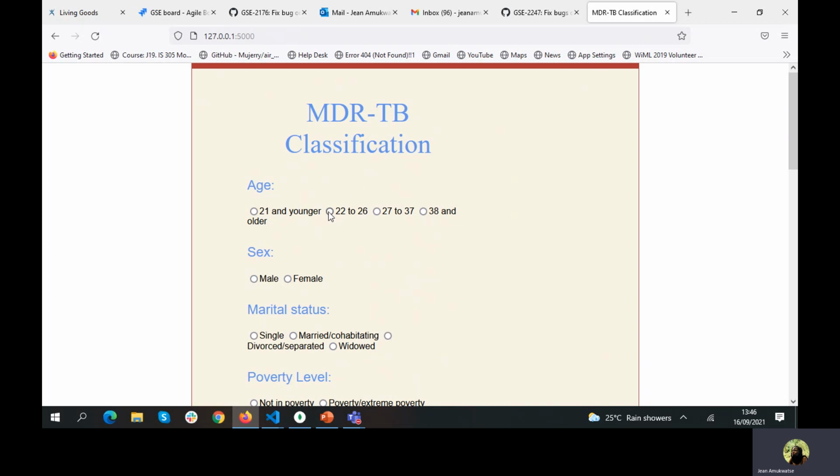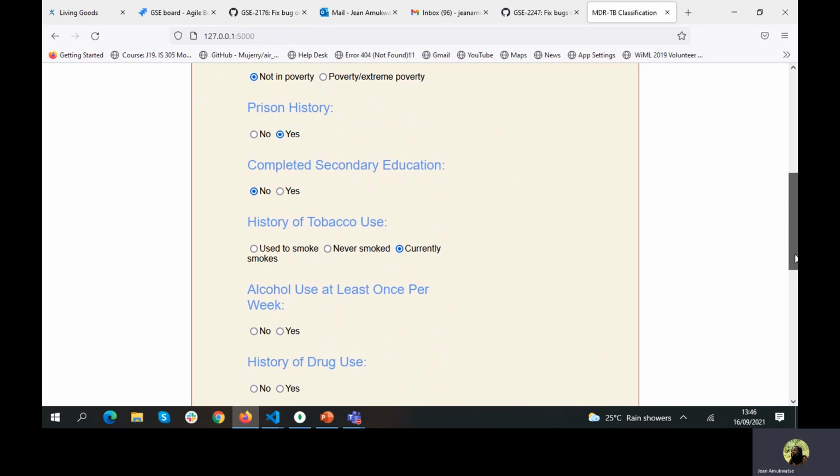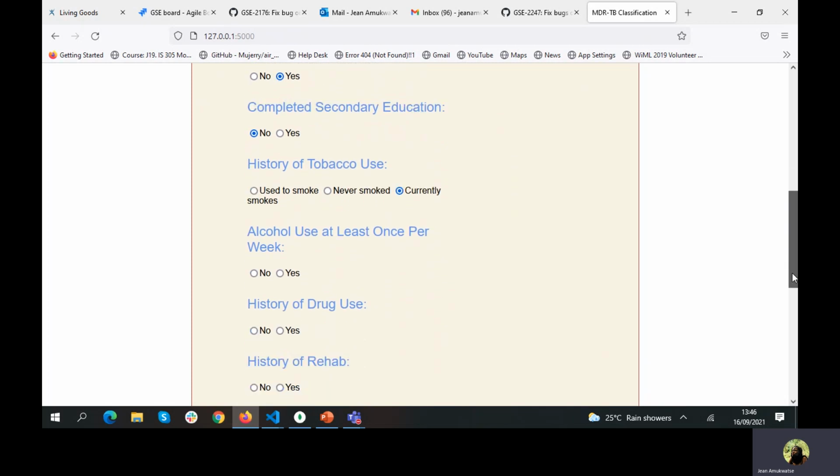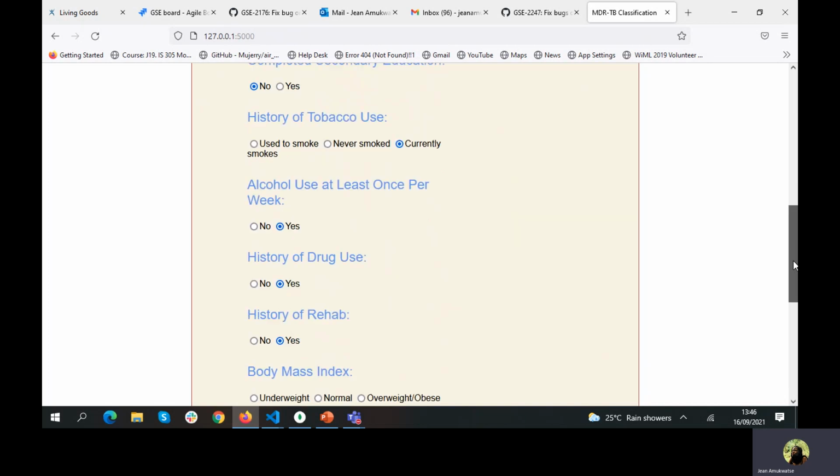So if my age is maybe 22 to 26 and I'm female, marital status single, and poverty, I'm not in poverty. Yes, I've been in prison. I've not completed secondary school. I used to smoke, or I currently smoke. So this is mostly your history of tobacco use: if you used to smoke, if you've never smoked, or you currently smoke. Alcohol use at least once per week, yes, I do drink. History of drug use, yes, maybe I'm on drugs. So history of rehab, definitely if you've been on drugs.